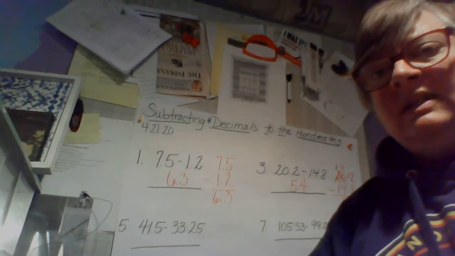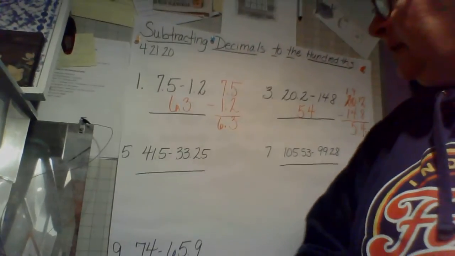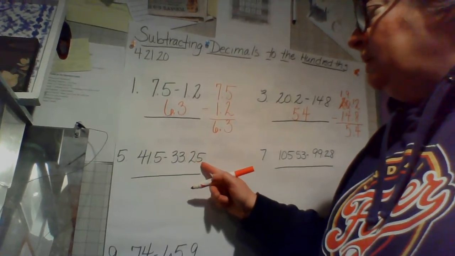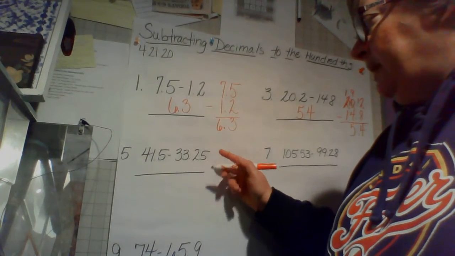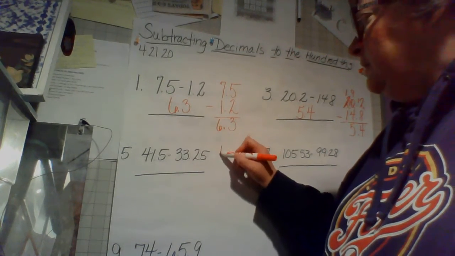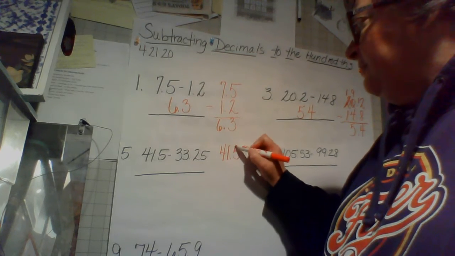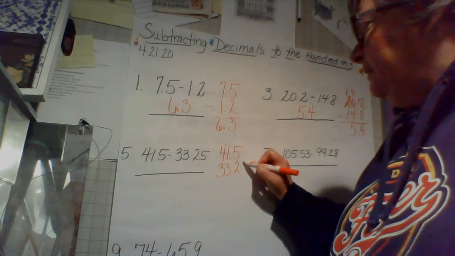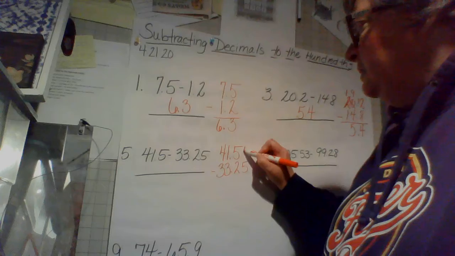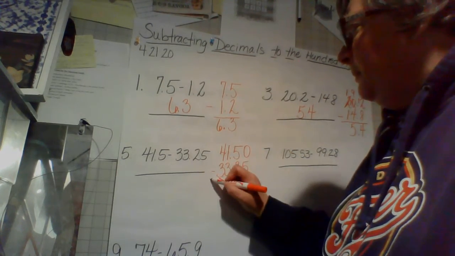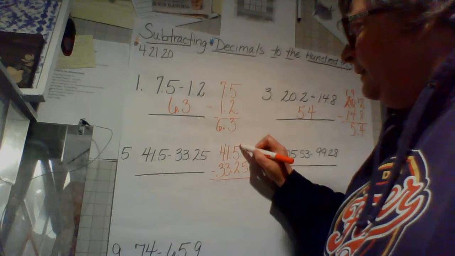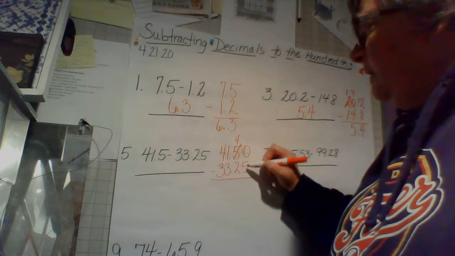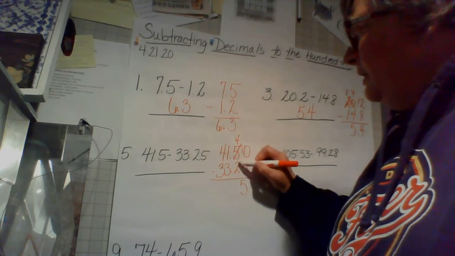Alright, I went down to number 5 to get bigger double digit numbers, and with the bottom number going out to the hundredths place. Alright, so that's 41.5 minus 33.25. So this, we can put a 0 in that place. And now I'm going to have to do my exchanging. So 10 minus 5 is 5. 4 minus 2 is 2.